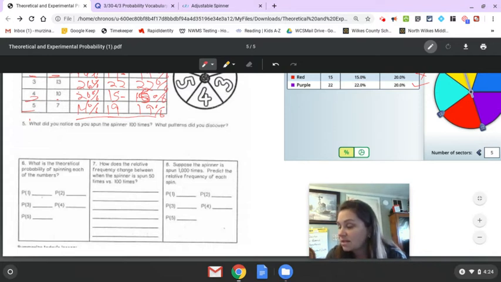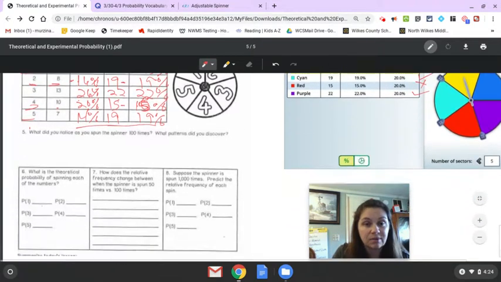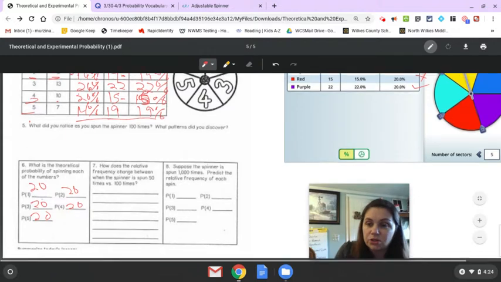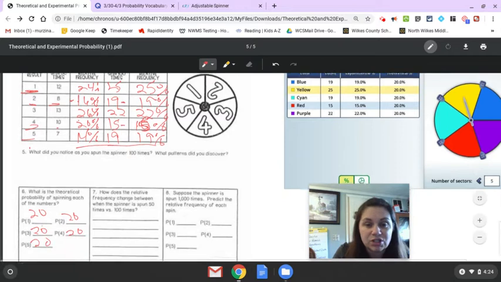Number 6 says, what is the theoretical probability of spinning each of the numbers? Well, I've already talked about that, and that was your actual, I guess I erased it. What is the actual probability? And the theoretical probability of spinning each of those is 20%. And that also shows you that in this table here when you do your trials on your own little spinner. It tells you that the theoretical probability for each of those is actually 20%.